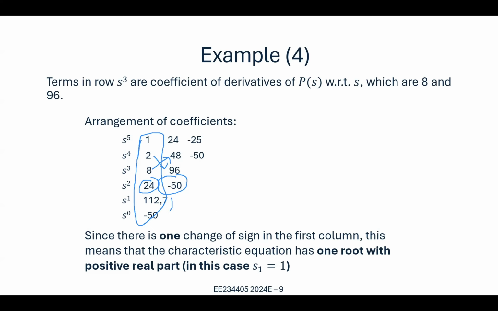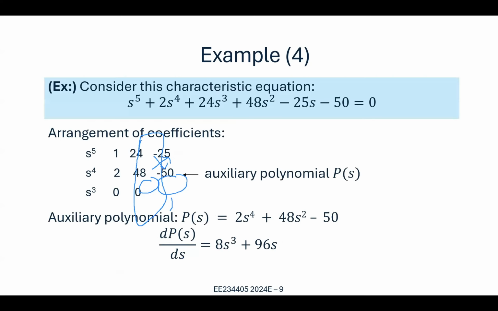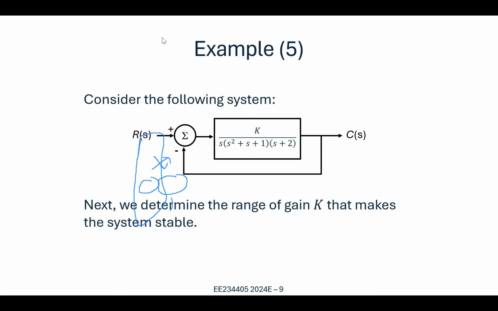We obtain the stability by knowing the coefficients, right? So what if we want the opposite, which means what if we want to determine what value of coefficient will make the system stable? That's actually possible, right? So we can see the fifth example here. We have this system, k per s times s squared plus s plus 1 times s plus 2, and we want to determine what value of k will make the system stable.